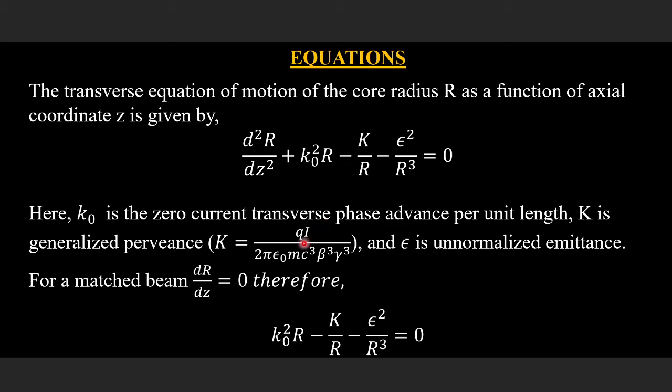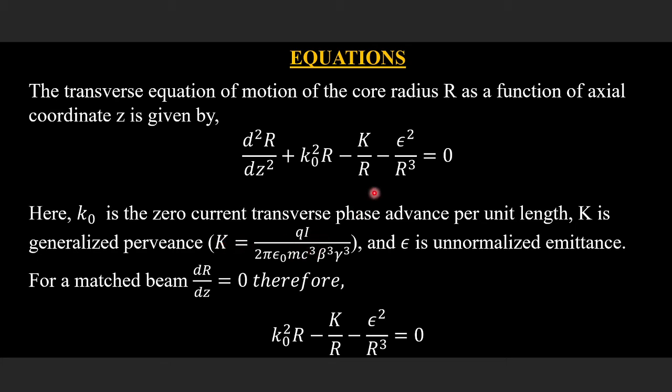This generalized perveance is again a function of beta and gamma, which are relativistic factors, and epsilon naught is the absolute permittivity, which is constant. The mass of the species is constant for a chosen species, and c is the speed of light. So if you change your beta gamma, the perveance changes, and if you change your beam current, the perveance changes.